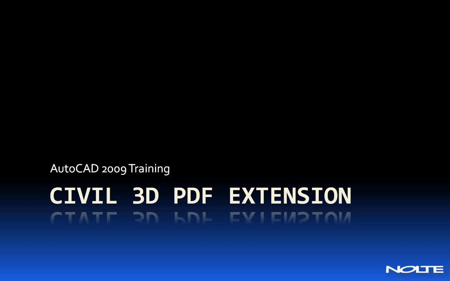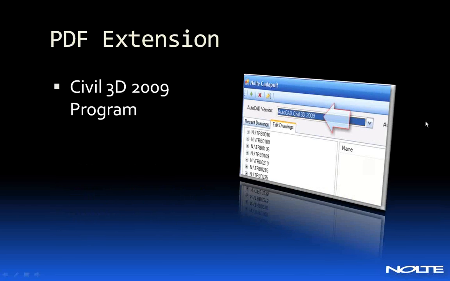With that said, I'm going to start off on my presentation now, talking about the Civil 3D PDF extension, and I just want to focus on the word Civil 3D here. In Catapult, you do need to select the AutoCAD Civil 3D 2009 AutoCAD version, and it'll work with any of the profiles in that version, but you have to use the Civil 3D application. It will not work in Land Desktop 2009.